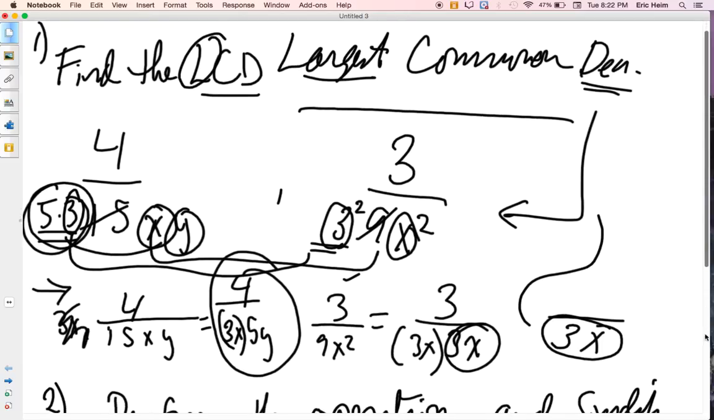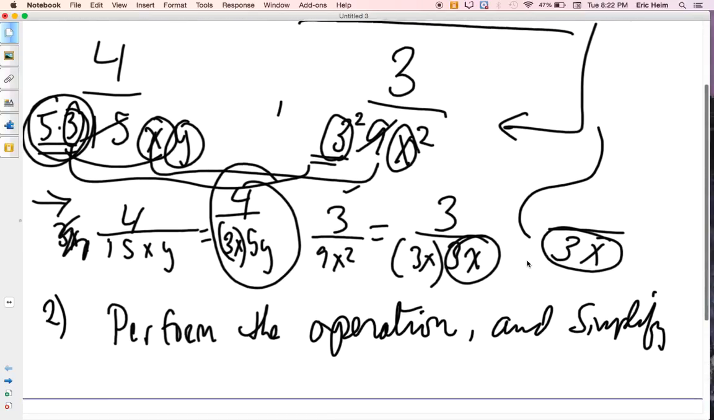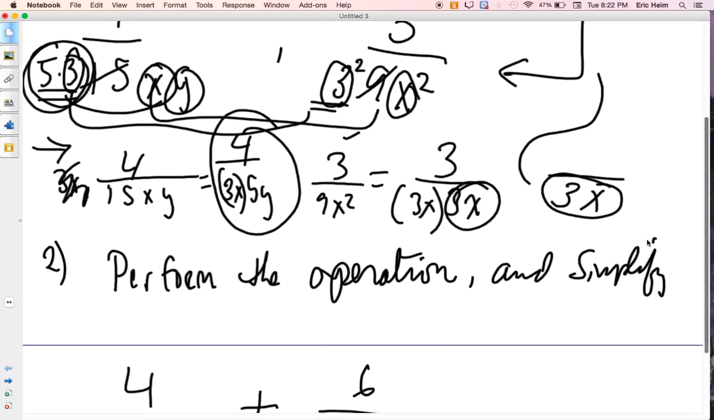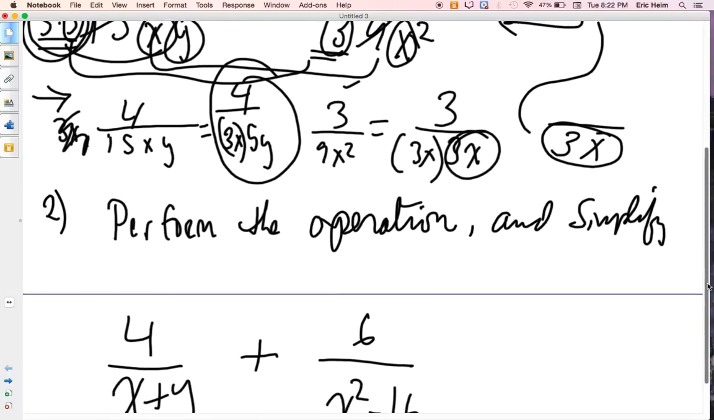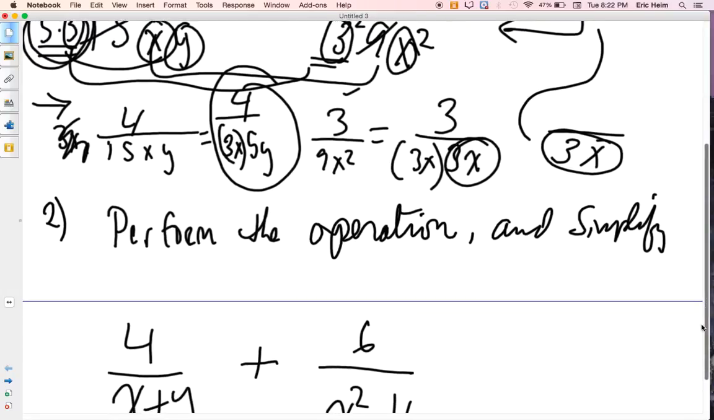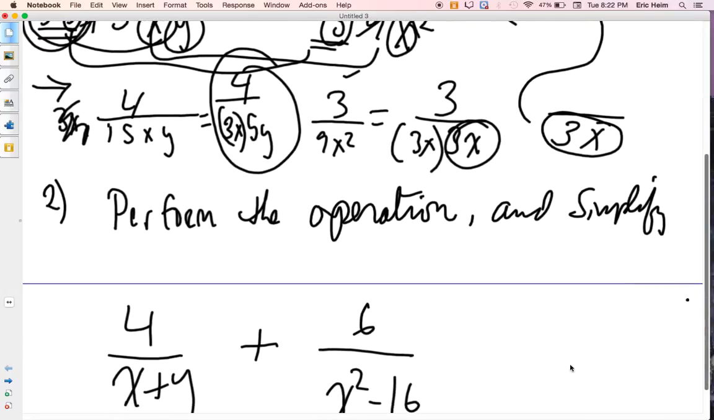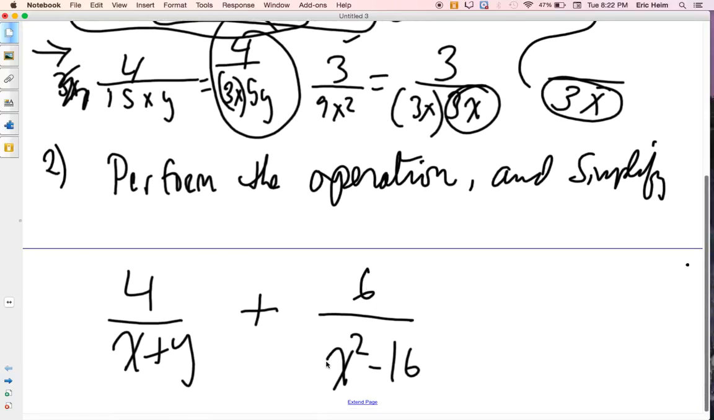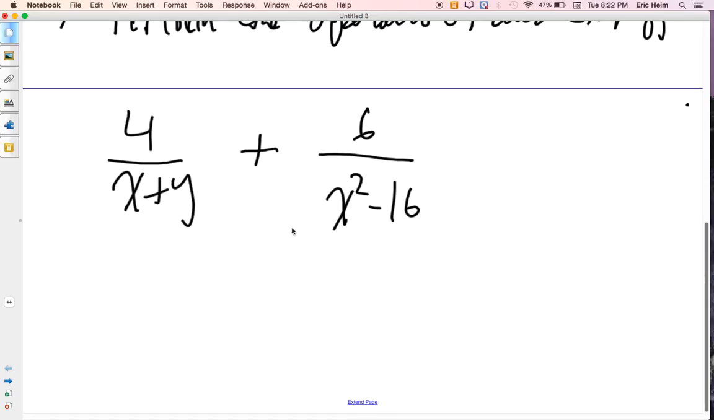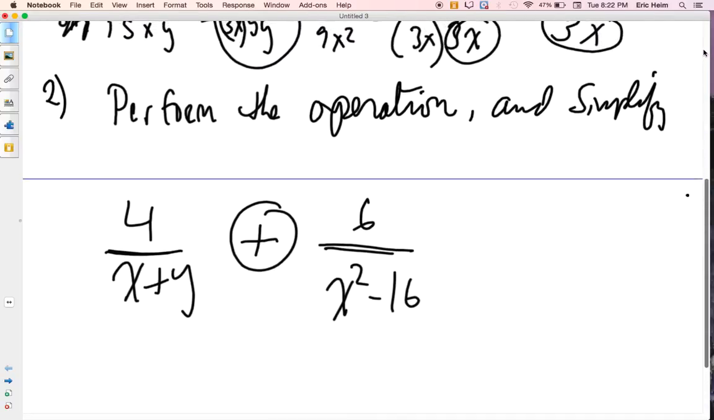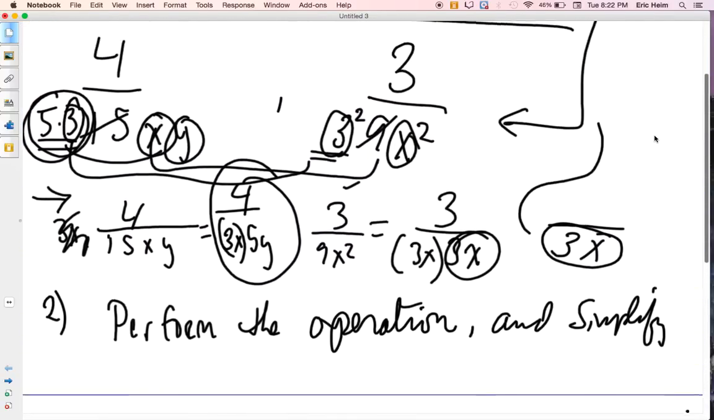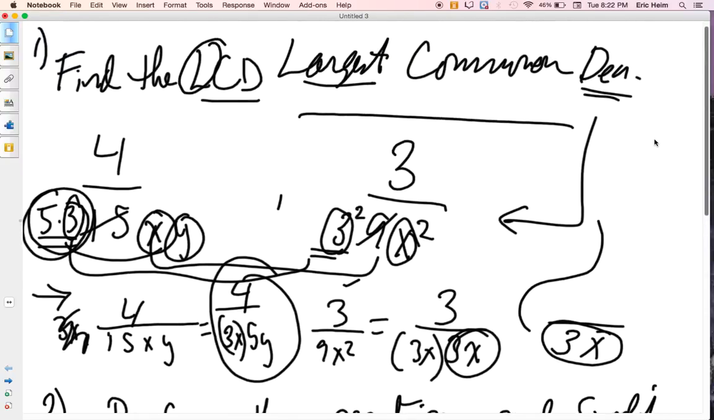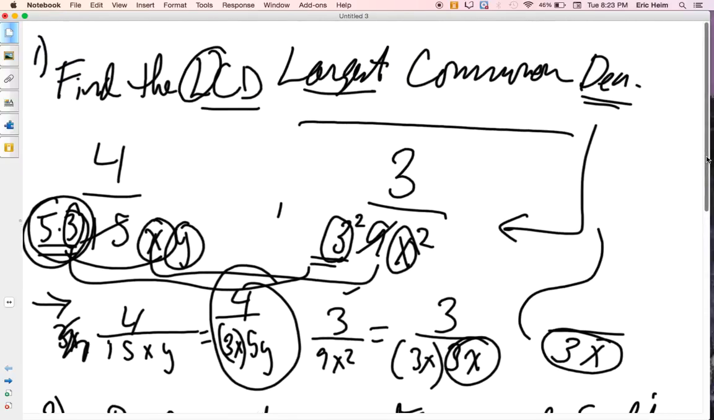Well, let's just do a different one now. Perform each operation and simplify. That's moving very slowly. Don't know why. Okay, stop that. Okay, so we have 4 over x plus y plus 6 over x squared minus 16. Well, the thing is, to add two fractions together, you have to have a common denominator. So it kind of relates to what we were talking about up here, okay? We need to make sure that the denominator in the fraction is the same.